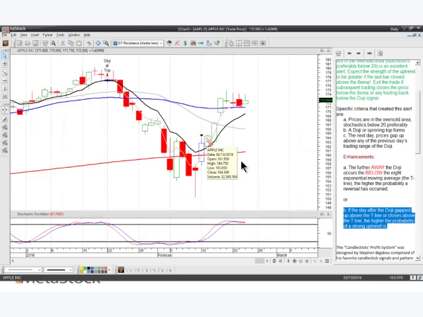So the two things that you're looking at very specifically as enhancements to this pattern: you're going to be looking for it to be far away from this T line. You're going to look for a gap up. And it's even better if it crosses up above the T line during that gap up day. Make sense for everybody?